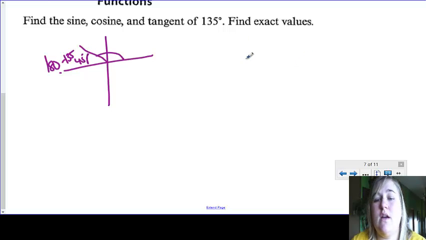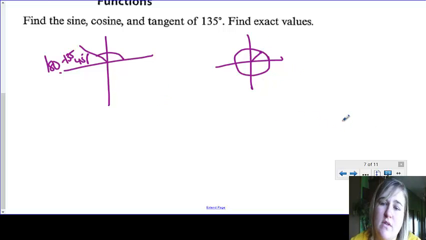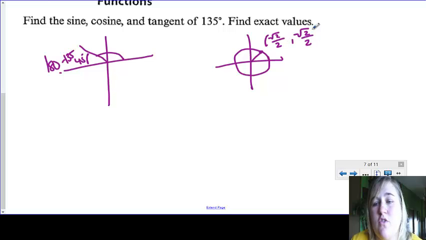So what I can do is refer to my unit circle, and if I was on my unit circle, then I would have my point right here. And if you look back, or you have it written down, or you have your book open, that's fine, you can see that this point would be radical 2 over 2, radical 2 over 2.